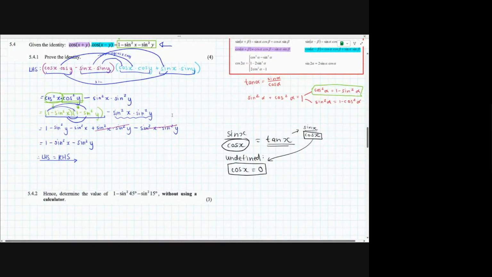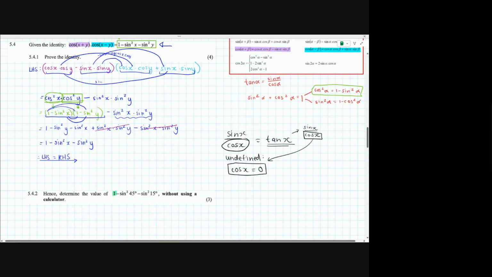I say hence. When we use a hence situation and then give you numerical values. So it says, hence determine the value of 1 minus sine squared 45 minus sine squared 15 without using a calculator. Now, we might panic because those are not special angles. So we're like, what on this planet are we doing? We don't need to panic.